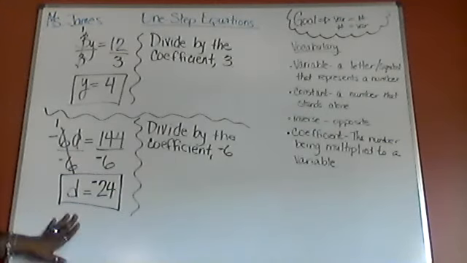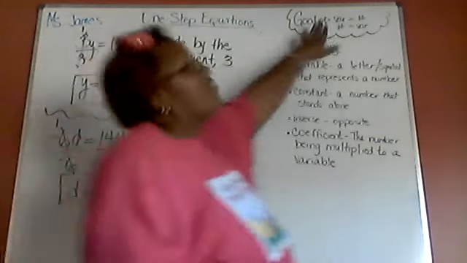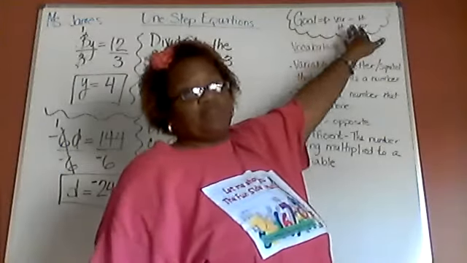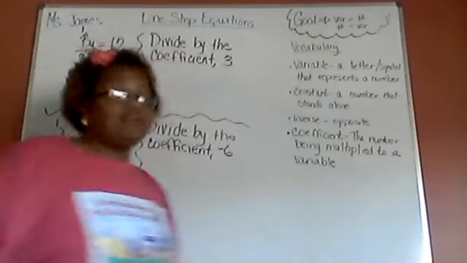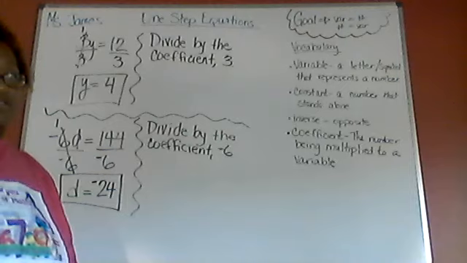How do I know that I'm done? I know that I'm done because I have reached my goal of variable equals a number. And that's the lesson on solving one-step multiplication equations.